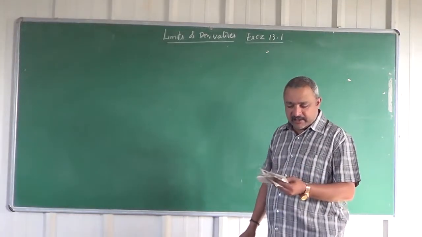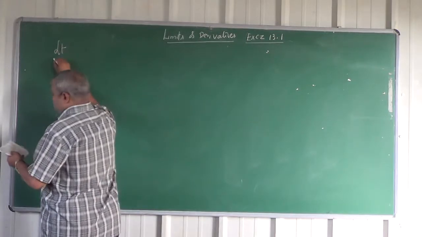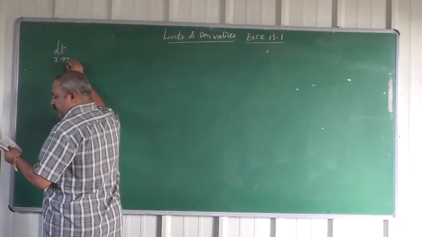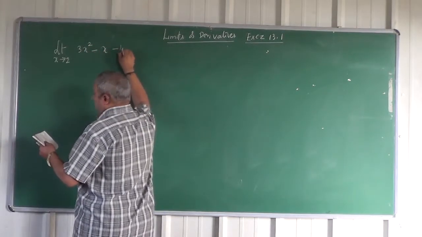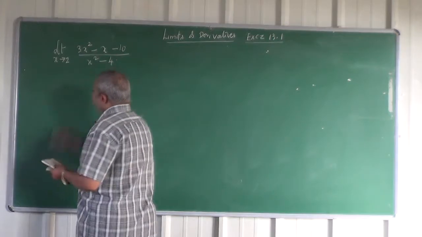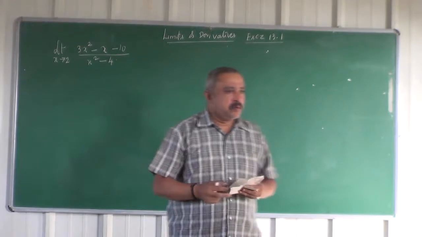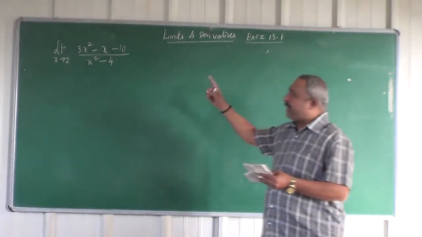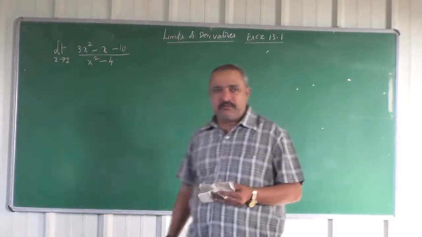Okay. Now the next problem is: limit as x tends to 2 of (3x squared minus x minus 10) divided by (x squared minus 4).